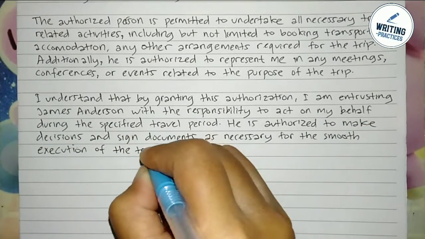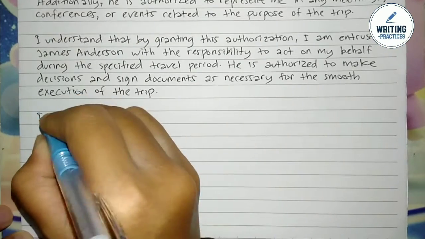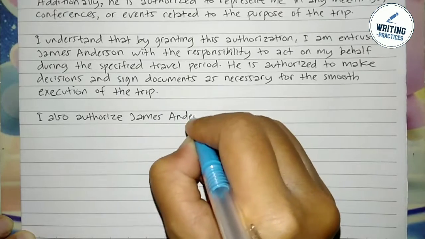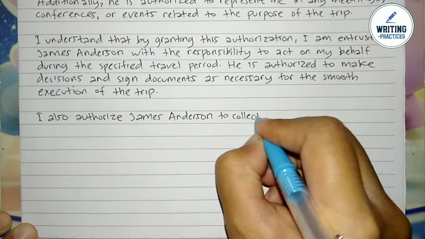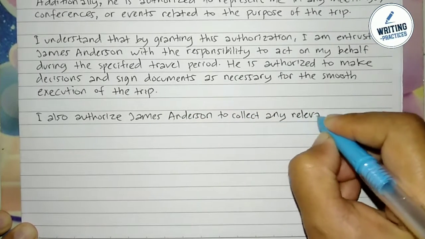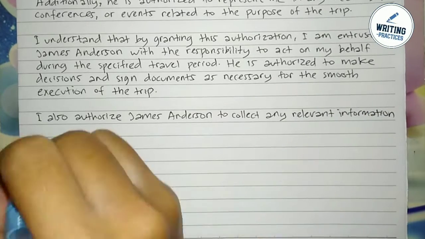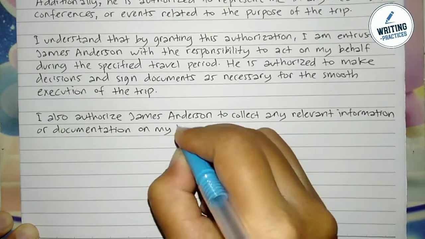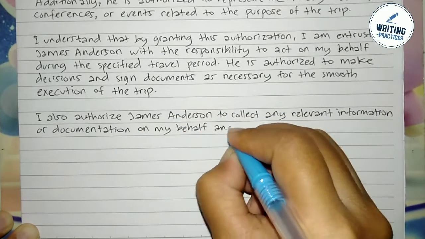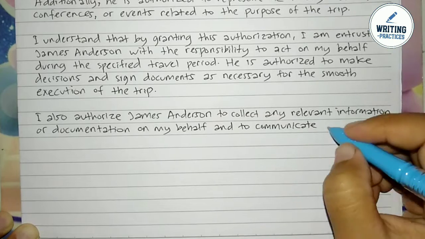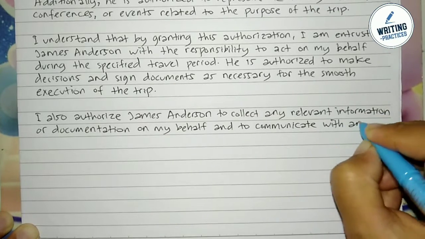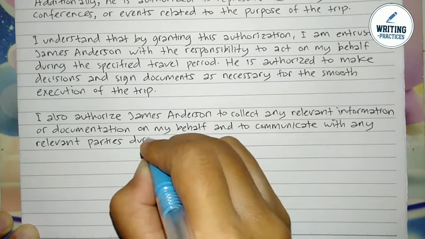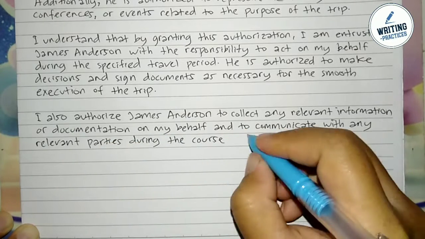execution of the trip. In the fourth paragraph, this is where you talk about collection of information and communication as a part of authorization. You need to decide if you permit the collection of relevant information or not. And it means, you must also mention if you allow communication with relevant parties. Here is the example how you write it. I also authorize James Anderson to collect any relevant information or documentation on my behalf, and to communicate with any relevant parties during the course of the trip. Sure, you can use your own language. Feel free to modify it.